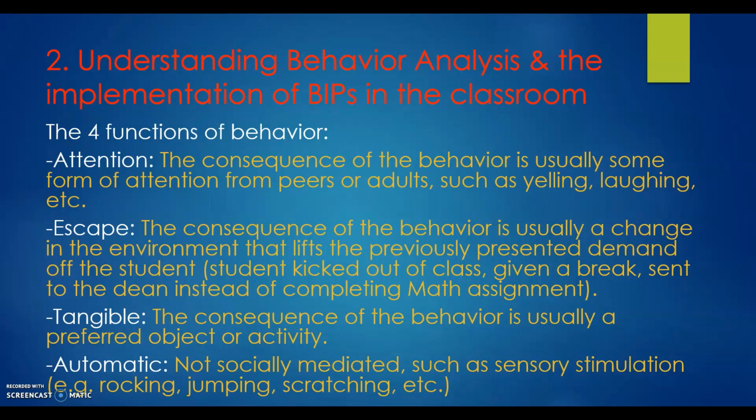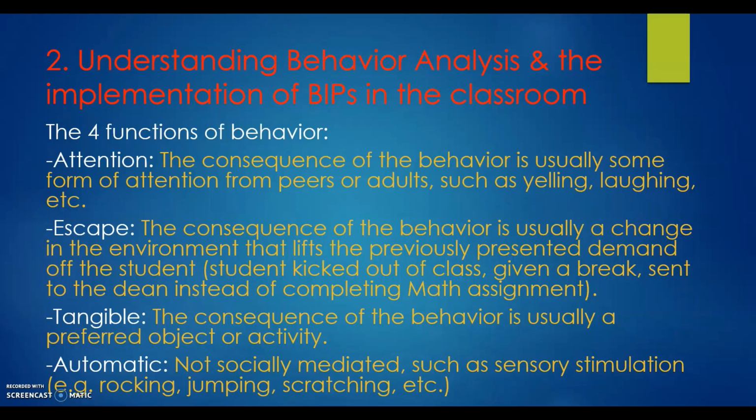Tangible is a third function, and the consequence of the behavior is usually a preferred object or activity. So basically, when the kid gets something that he likes, toy, candy, computer time, a certain activity that he really likes, after the behavior. So for example, let's talk about an appropriate behavior. When a student raises his hand and asks for computer time, and then the teacher allows it. Now, raising his hand and asking is a behavior that will be reinforced, and therefore will continue in the future.